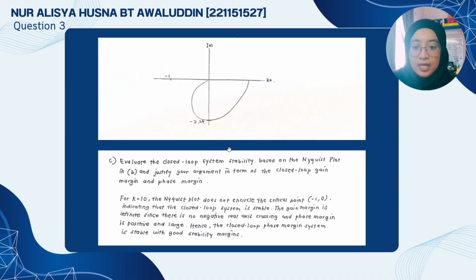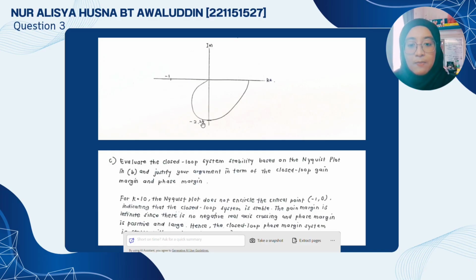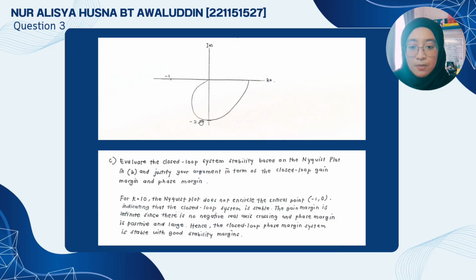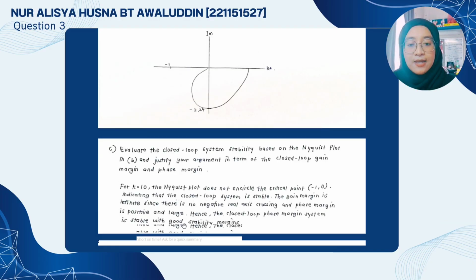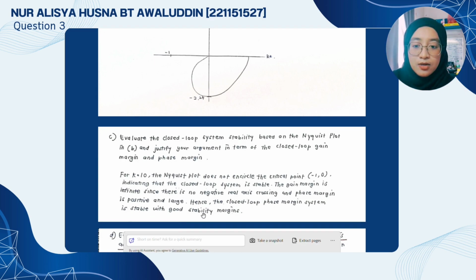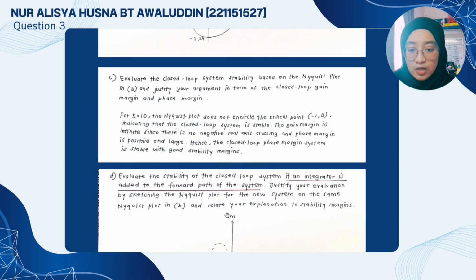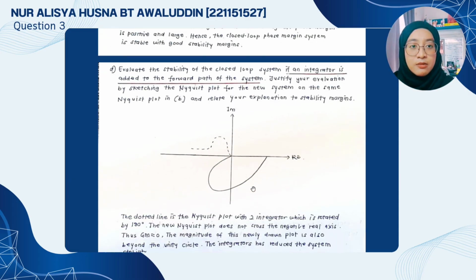For question D, evaluate the stability of the closed loop system if the integrator is added to the forward path of the system. From this new plot, the dotted line is the added integrator, which is rotated by 180 degrees. The plot also doesn't cross the negative real axis, hence the addition of the integrator has reduced the system stability.